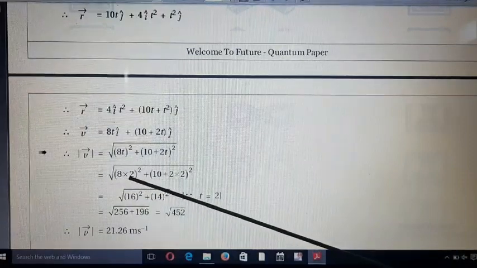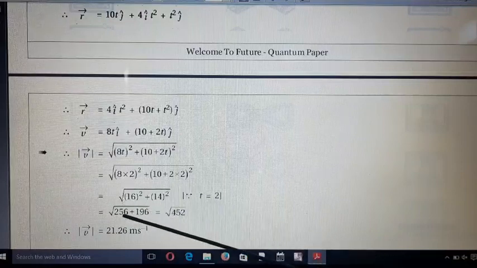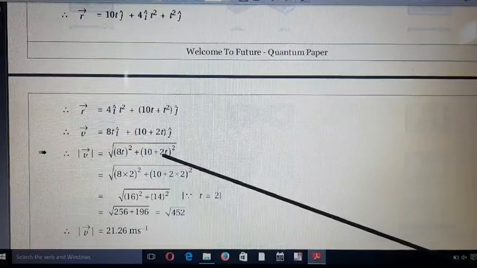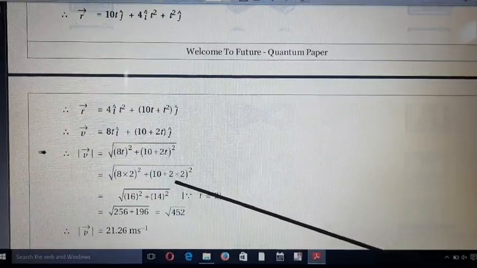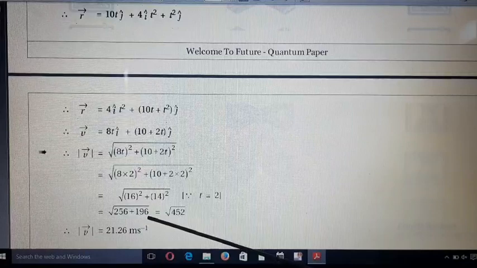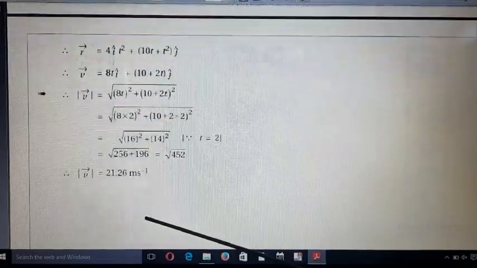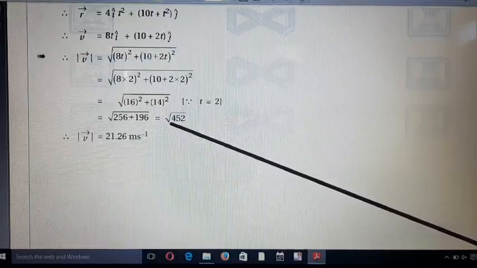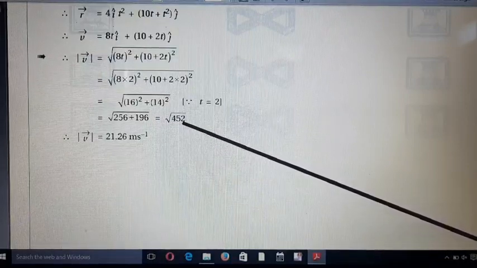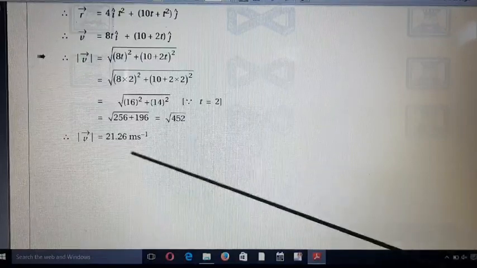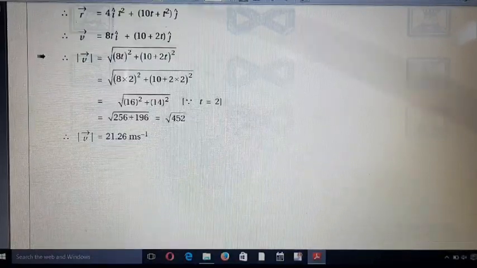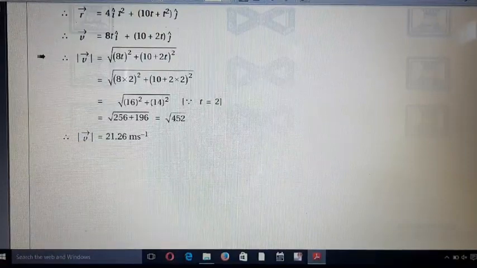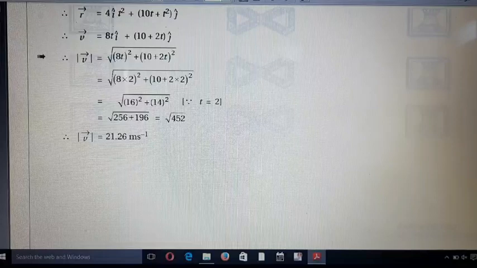So 8 times 2 is 16, and 16 square is 256. And here 10 plus 2 into 2 means 4, 4 plus 10 means 14 square. 14 square is 196. And the value of under root 256 plus 196 is equal to under root 452. And its root is 21.26. So friends, all these examples are very useful. Write them down in your notebook and prepare them.